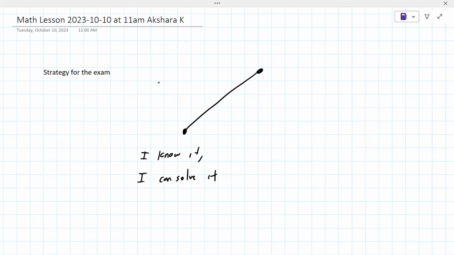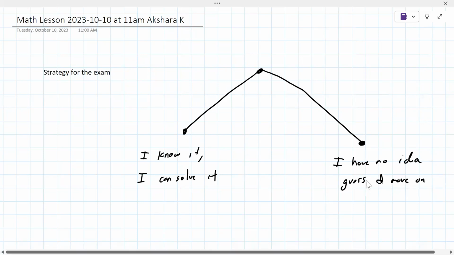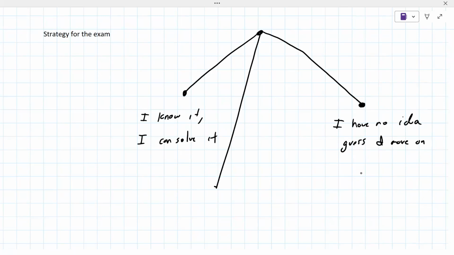The second best case, which I hope doesn't happen, is I have no idea. I'm going to guess and move on. I call this the second best case because you're not going to take up much time. Now there's the possibility that you may be able to come back to it, but I put those into another category.